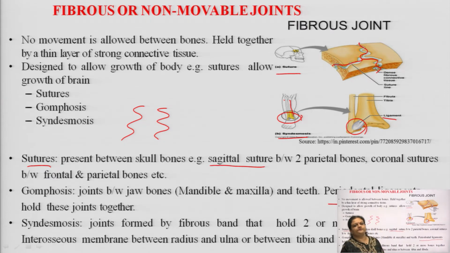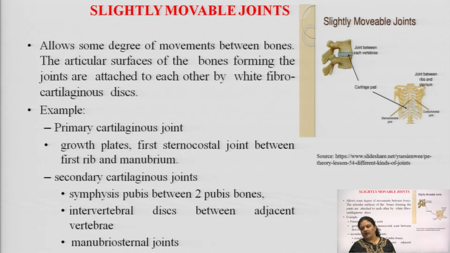The third one is the syndesmosis. These are joints formed by a fibrous band, which holds two or sometimes more than two bones together with the presence of the interosseous membrane. Inter means in between; the interosseous membrane is present between the radius and the ulna in the hand, and in the leg we have the tibia and fibula. Now, after the immovable joints, coming to the slightly movable joints.